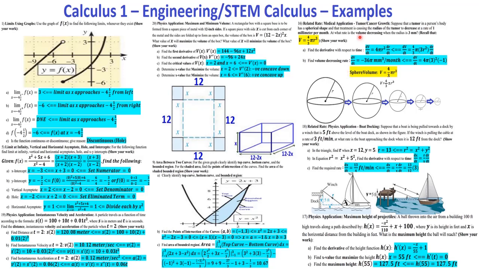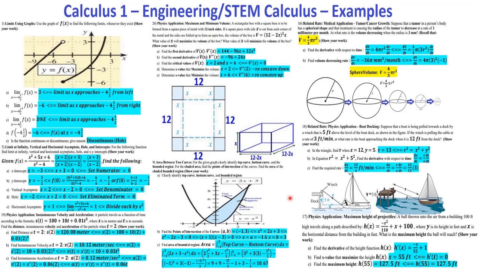What that means is, when the radius is shrinking by 1 millimeter per month due to medication, then the volume of the tumor itself is shrinking by 36 pi millimeter cubed per month. That's a significant shrink, so eventually it will shrink and disappear. That's the idea. Okay, so this is another related rates example again.